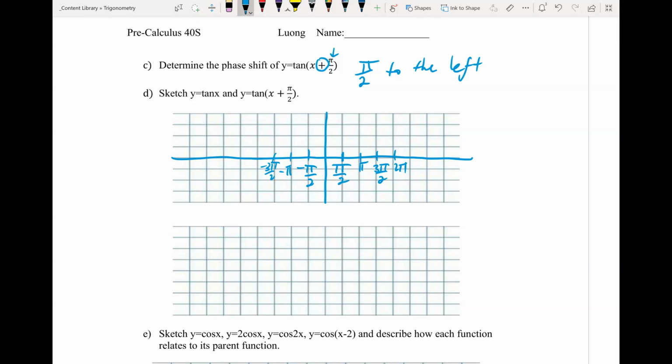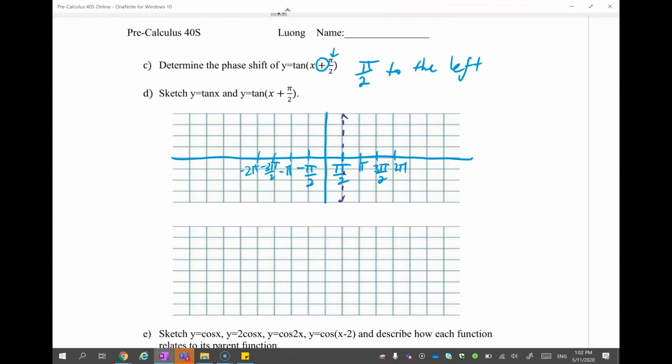All right. So you should have the shape of the graph memorized. You're going to have asymptotes at negative pi over 2 and pi over 2. And if you didn't have them memorized, then you just need to figure it out.